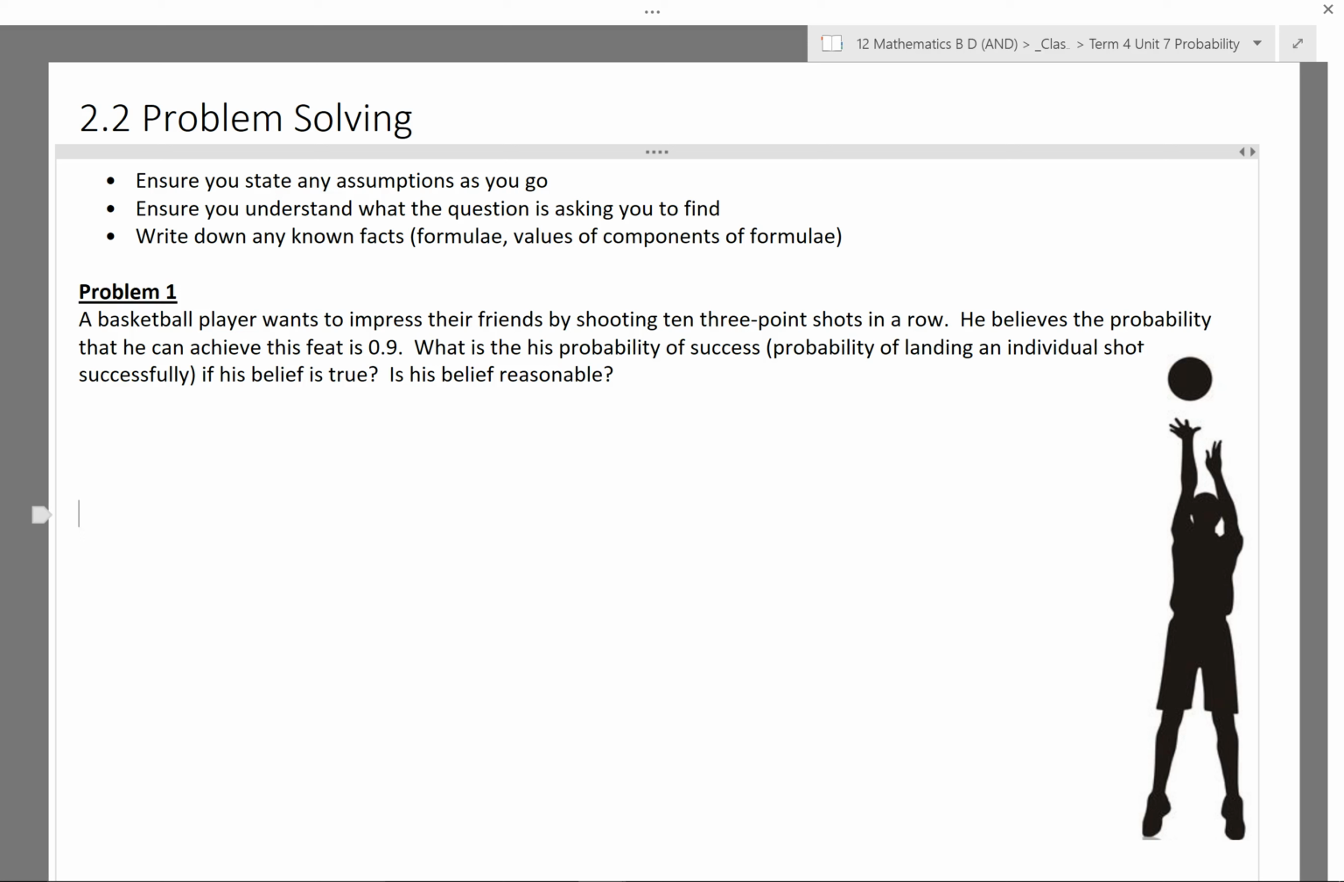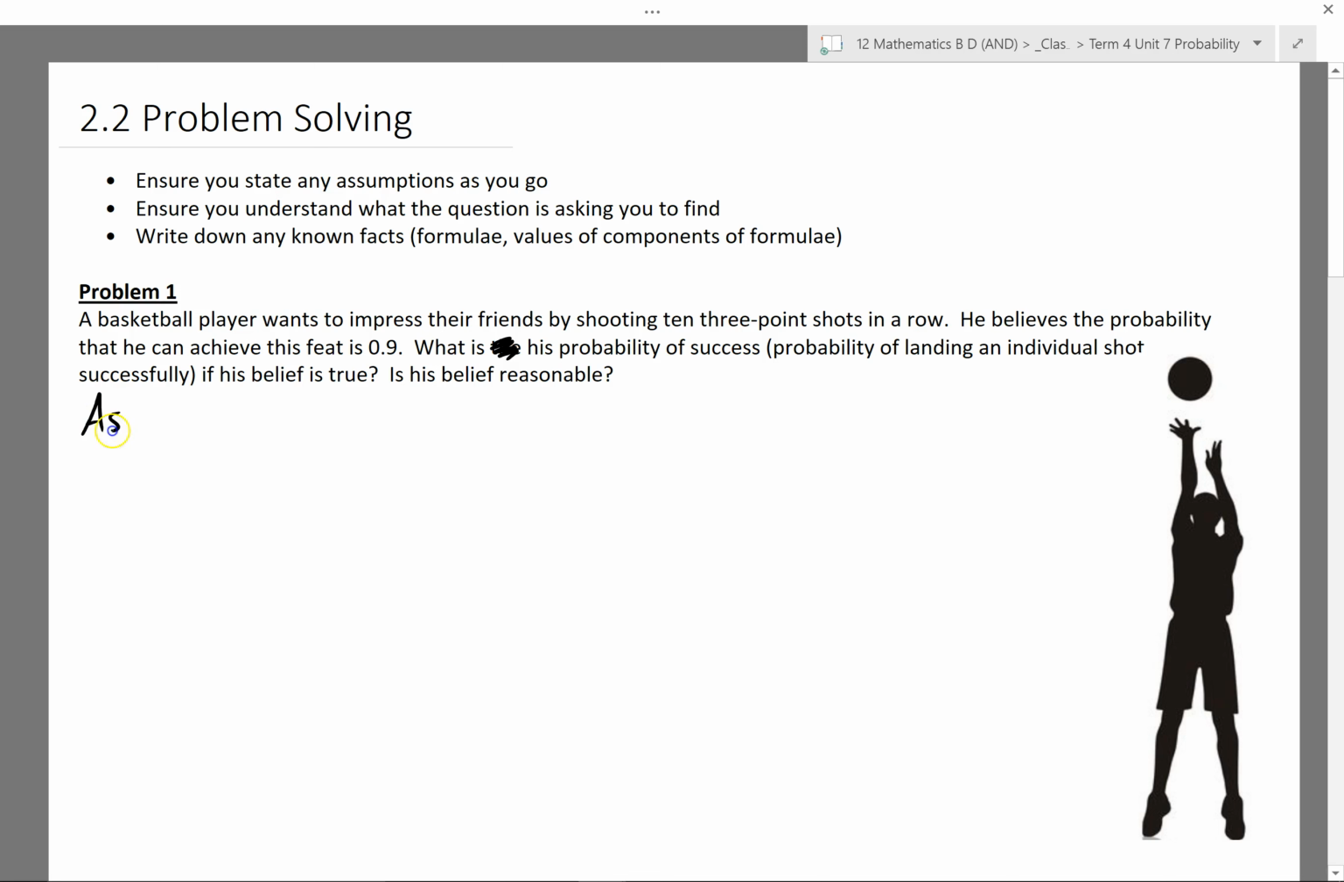A basketball player wants to impress their friends by shooting 10 three-point shots in a row. He believes the probability that he can achieve this feat is 0.9. What is his probability of success? So the probability of landing each individual shot successfully if his belief is true. Is his belief reasonable? So let's see what we get here.